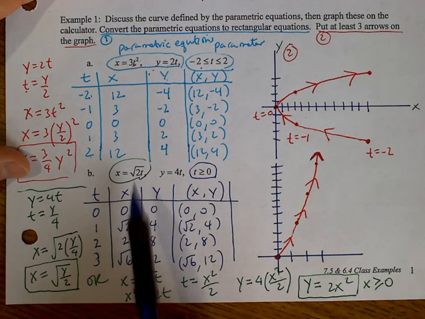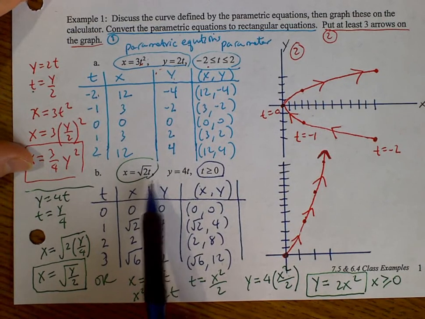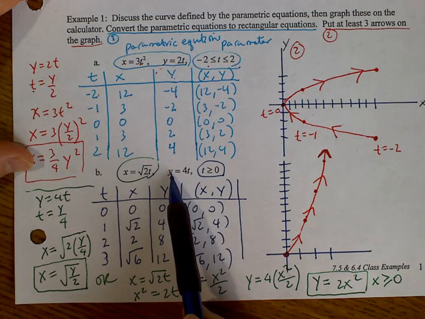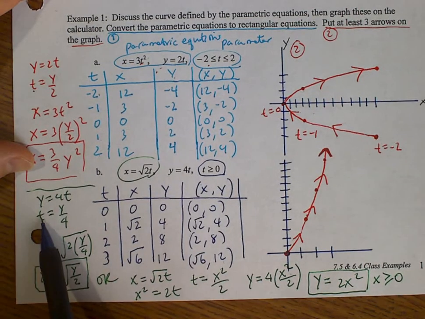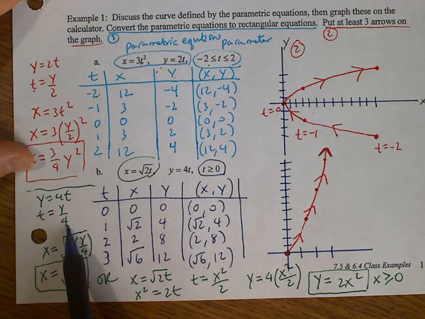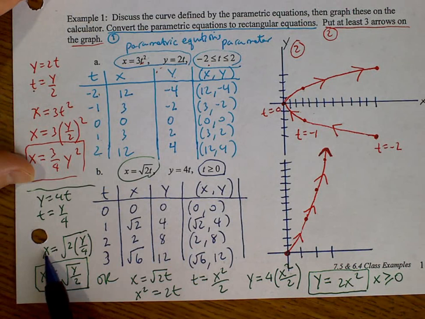Now to solve for the rectangular equation, I'm going to solve for t in the y. So y is equal to 4t. Solving for t, I get y over 4. Then placing it back into the t for the x, that gives me x is equal to the square root of 2 times y over 4. So I get x is equal to the square root of y over 2.